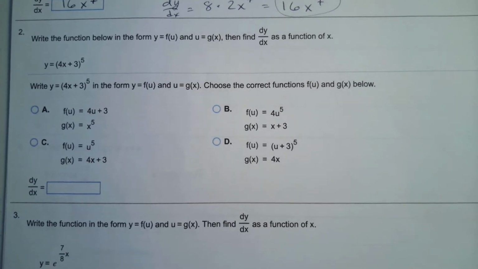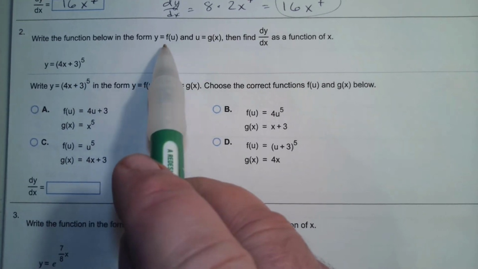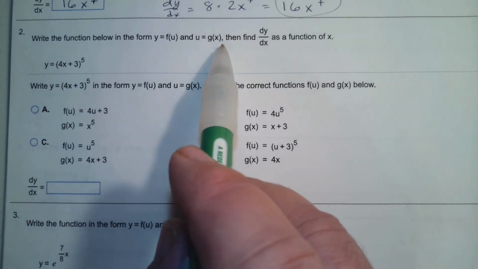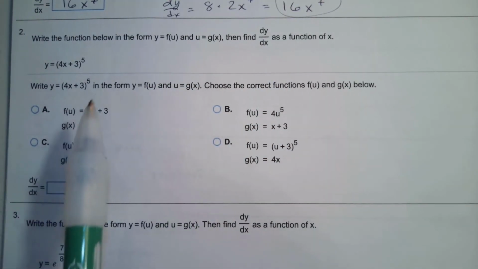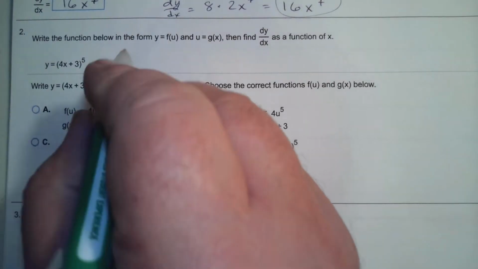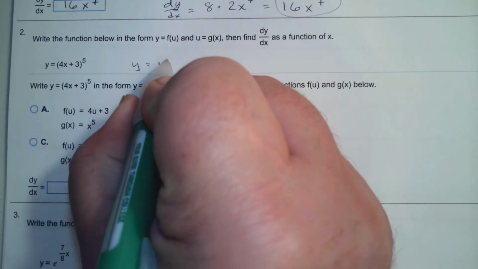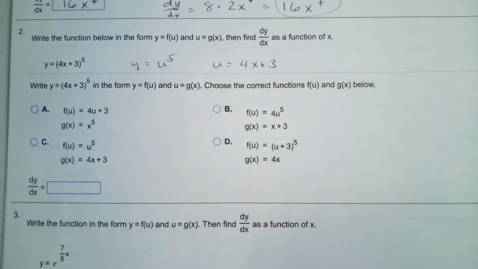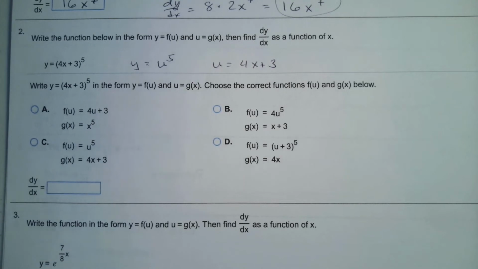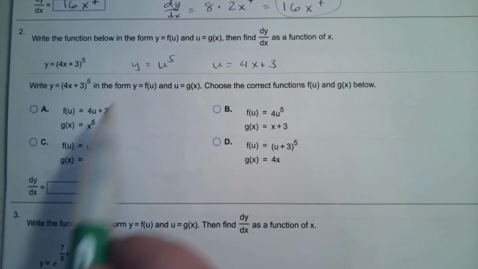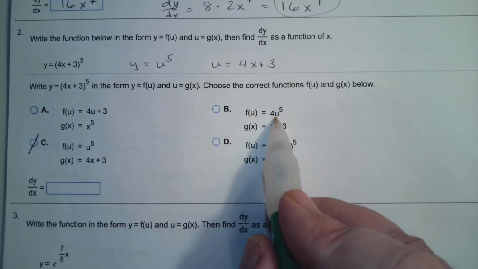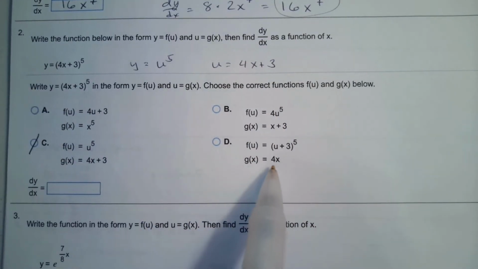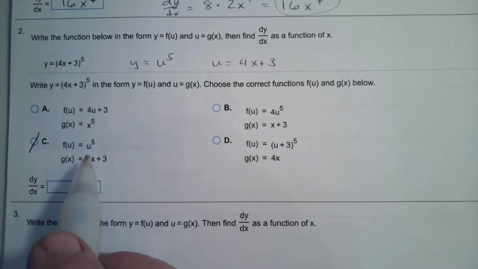Alright. Number 2. Write the function below in the form of y equals f of u and u equals g of x. Then find the derivative. The outer function, so y equals u to the fifth, and u is what's inside, 4x plus 3. So write the f of u, so f of u is u to the fifth, and g of x is 4x plus 3. Can't be the other choices because there's no 4 in front of there. So now we take the derivative.